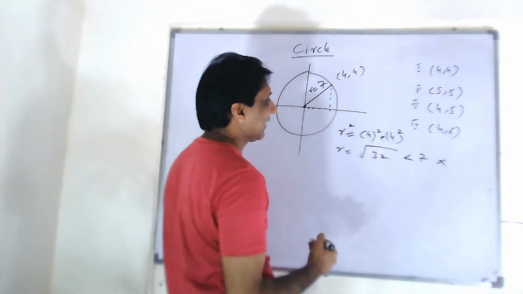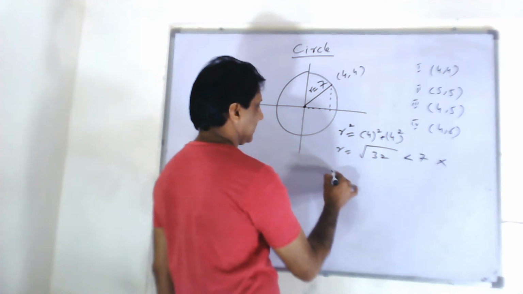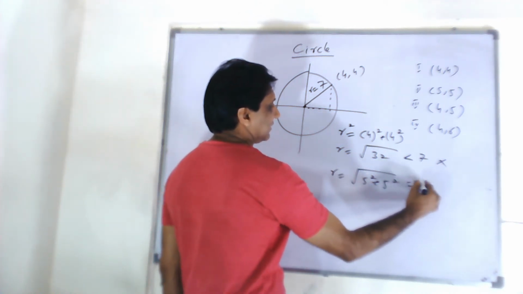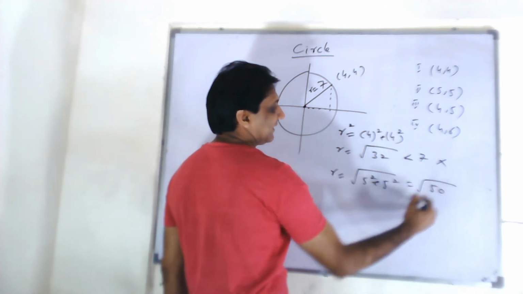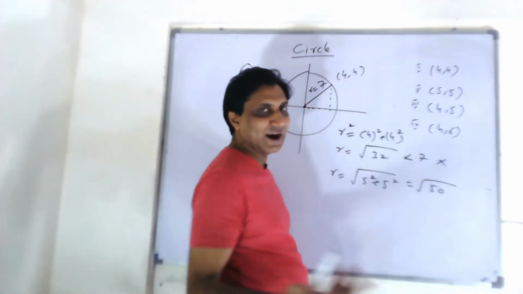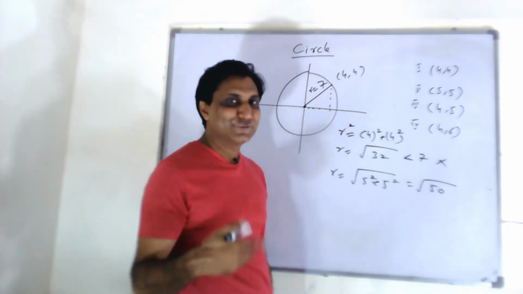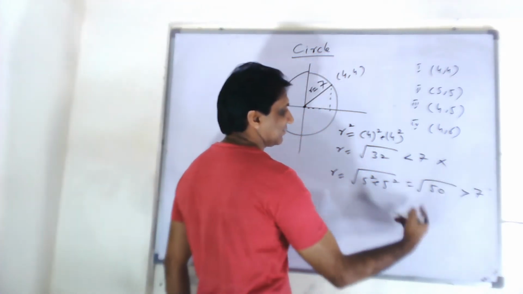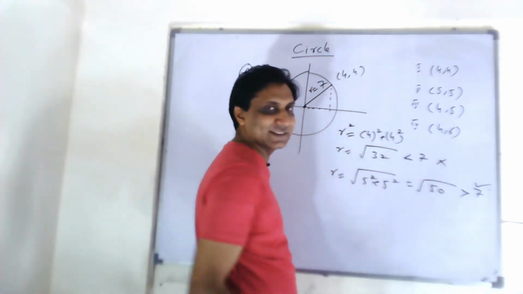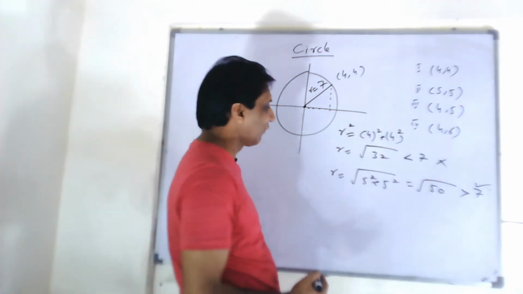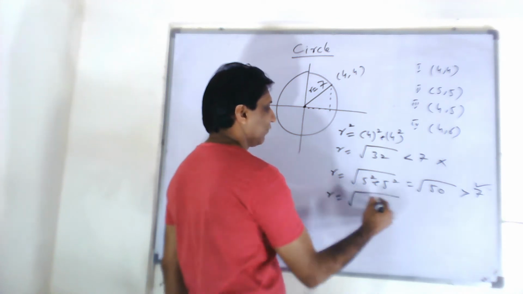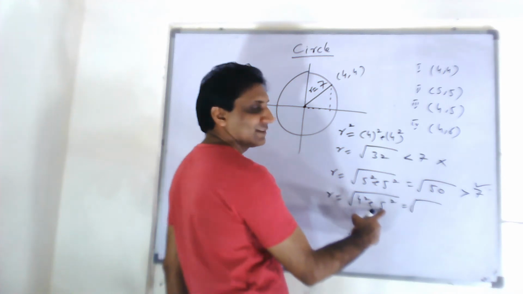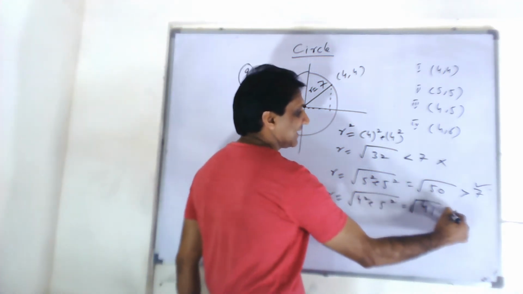Alright, let's test 5, 5. Under root 5 square plus 5 square, 25 plus 25, 50. Yes, it's more than 7, because under root 49 is 7, so under root 50 should be more than 7. So it's outside. This one is fine. Third, 4, 5. 4 square plus 5 square, 16 plus 25, 41. It's less than 7.